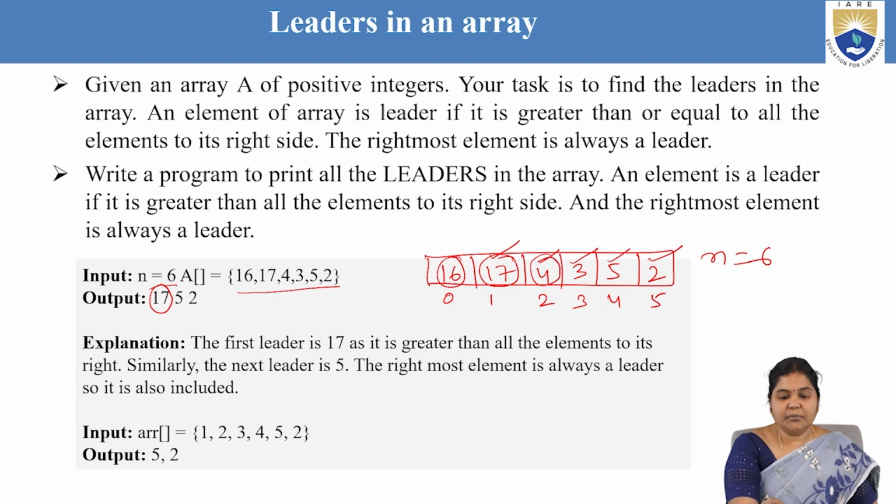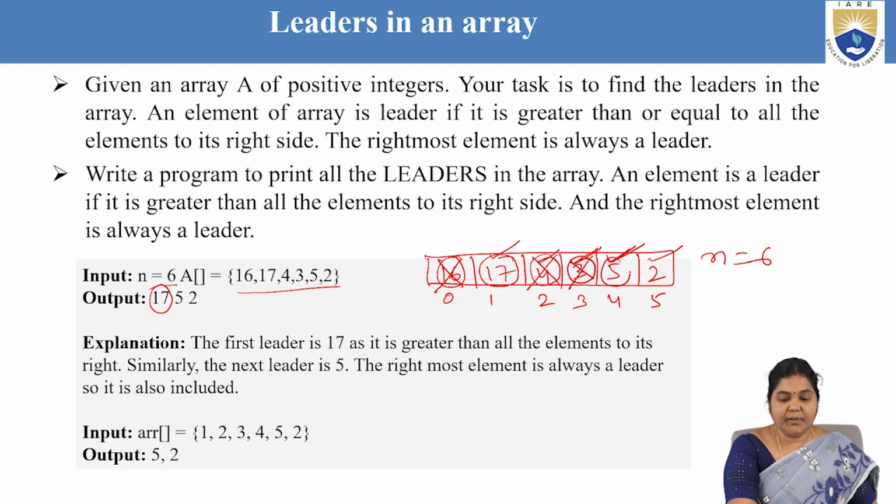Now, the next element that we are going to consider is 4. Towards its right, we compare with 3, 5 and 2. We see that 3 is smaller than 4, but 5 is bigger than 4. So, 4 cannot be a leader. Next element we consider is 3. Compare with 5 and 2, which are towards the right of 3. 5 is bigger than 3, and 2 is smaller. So, 3 cannot be a leader because one element which is bigger than 3 is available.